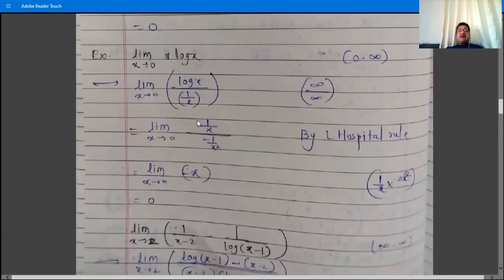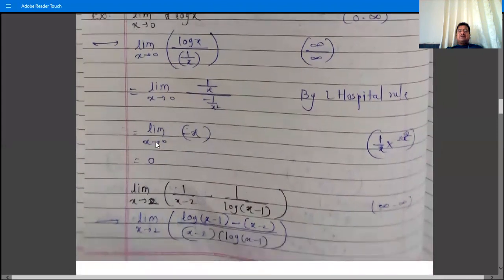Next is the L'Hospital rule. Apply L'Hospital rule, limit x tends to 0. The derivative of log x is 1 by x, and the derivative of 1 by x is minus 1 by x square, by L'Hospital rule. The simplification is minus x. If we substitute x as 0, then we have the answer 0.